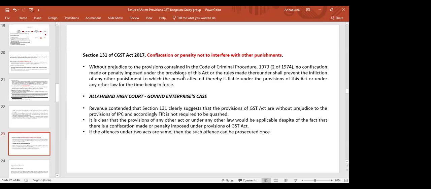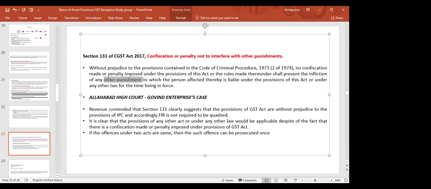But I wanted to understand whether my understanding is correct from this perspective, sir. The other punishment they are referring to is Section 132, no, sir? So is liable under the provisions of this Act or under any other law. That was one point I wanted.